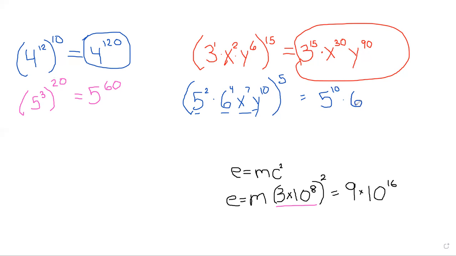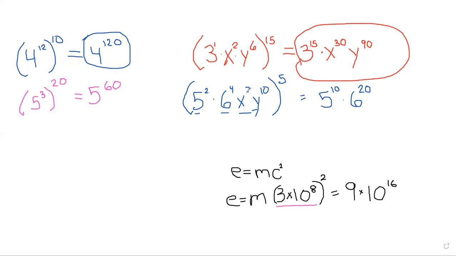Times 6. Now what's happening with the exponent on the 6? I have a 4 and I have a 5. So 4 times, I'm not adding because it's not 6 to the 4th times 6 to the 5th. I'm multiplying because it's 6 to the 4th raised to the 5th power. 6 to the 4th raised to the 5th power is 4 times 5 and is 6 to the 20th power. That is a big number.